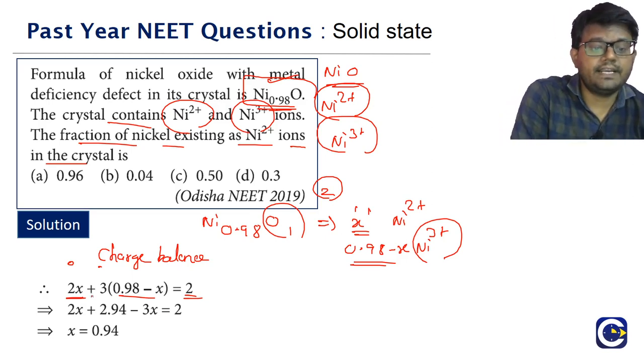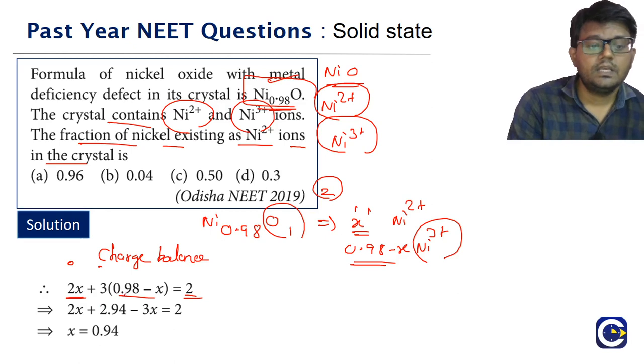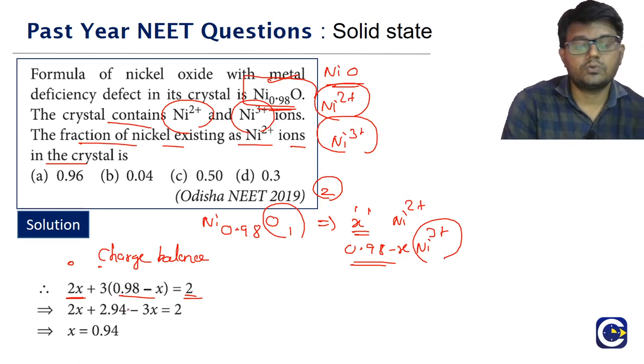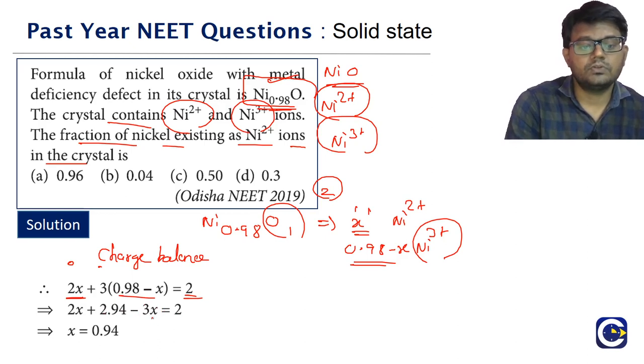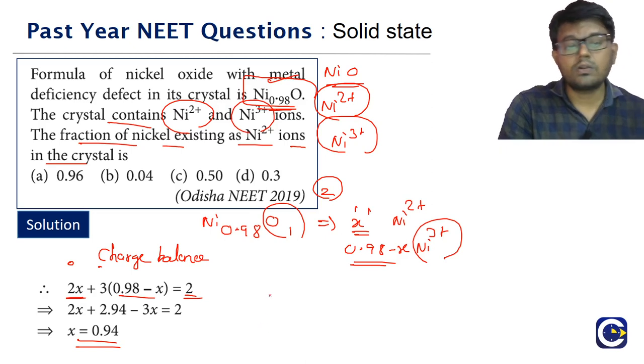Now if we simplify it, 2x plus 3 into 0.98 is 2.94 minus 3x, equal to 2. So if you simplify, then x will be coming as 0.94. But look at what they are asking.